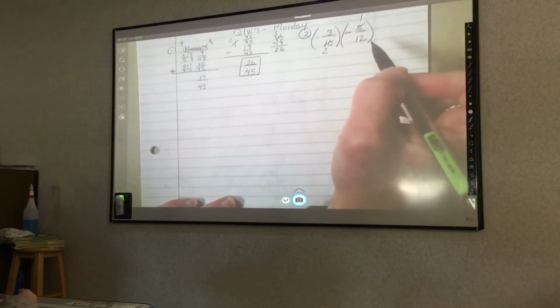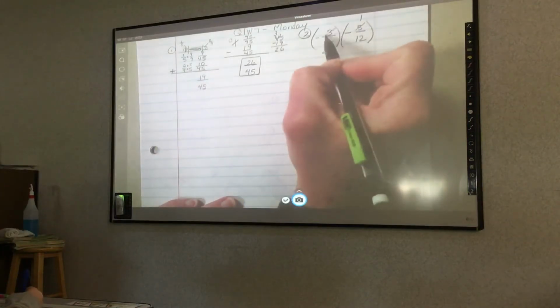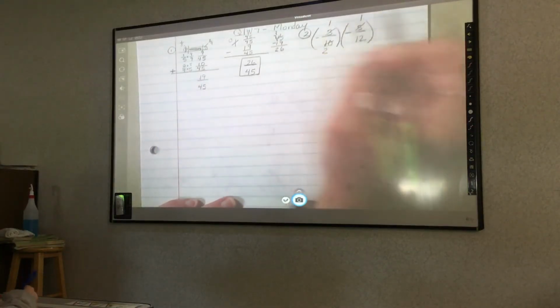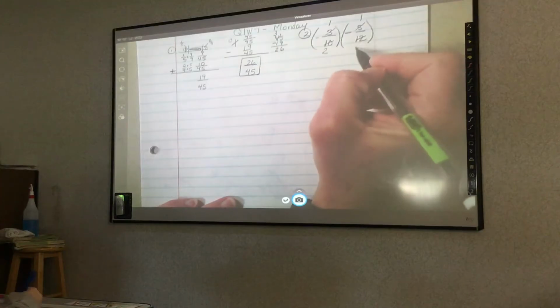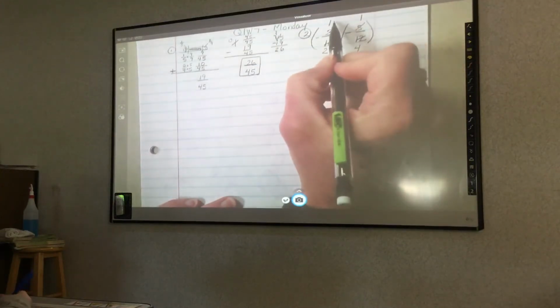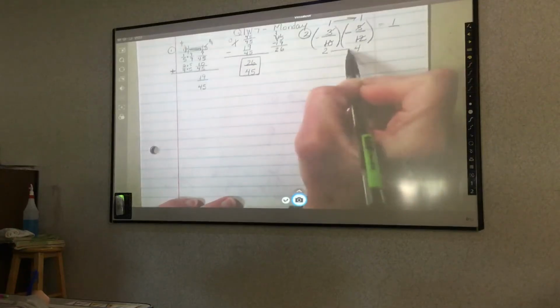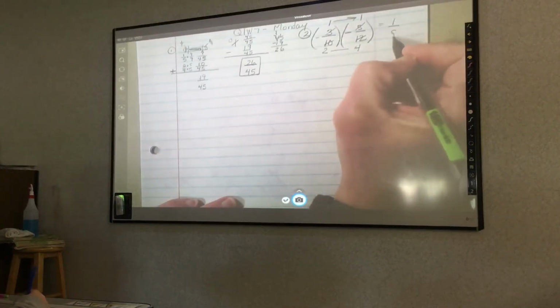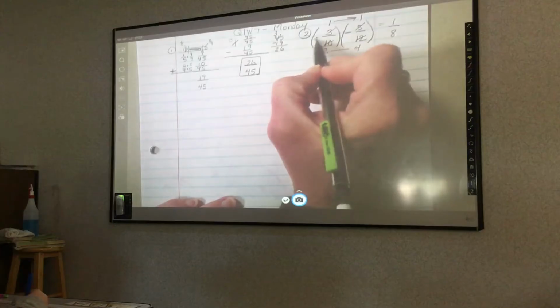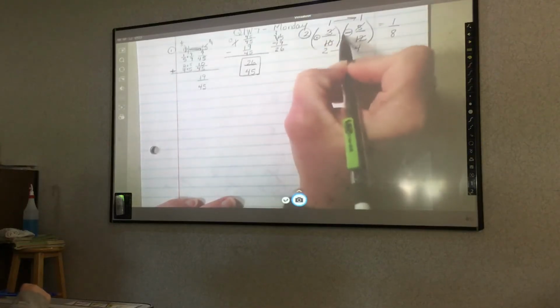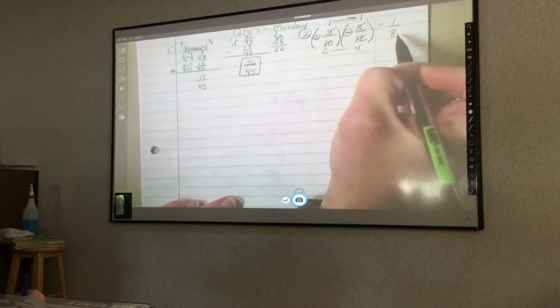What can I divide them by? 3. 3 divided by 3 is 1. 12 divided by 3 is 4. Now we just do the multiplication. 1 times 1 is 1. 2 times 4 is 8. And there's one negative, so my answer is going to be negative.